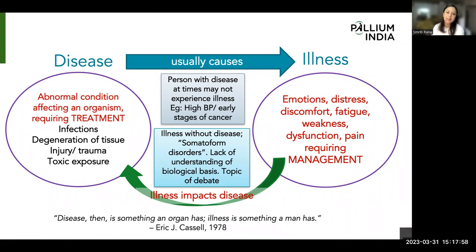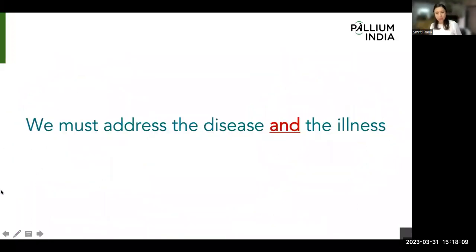Okay. So Eric J. Cassell says disease is something an organ has, illness is something a man has. I will alter that to say a person has, because man, woman, anybody. Okay, so now that we've addressed that, we must address the disease and the illness.